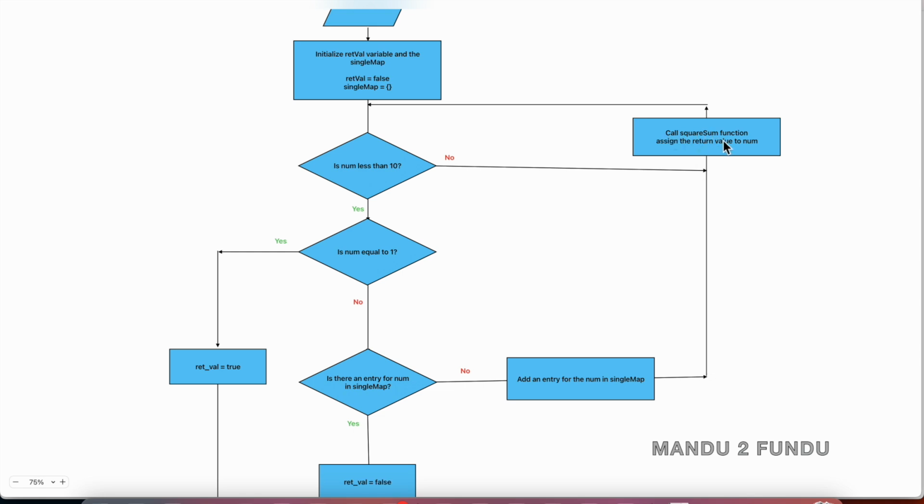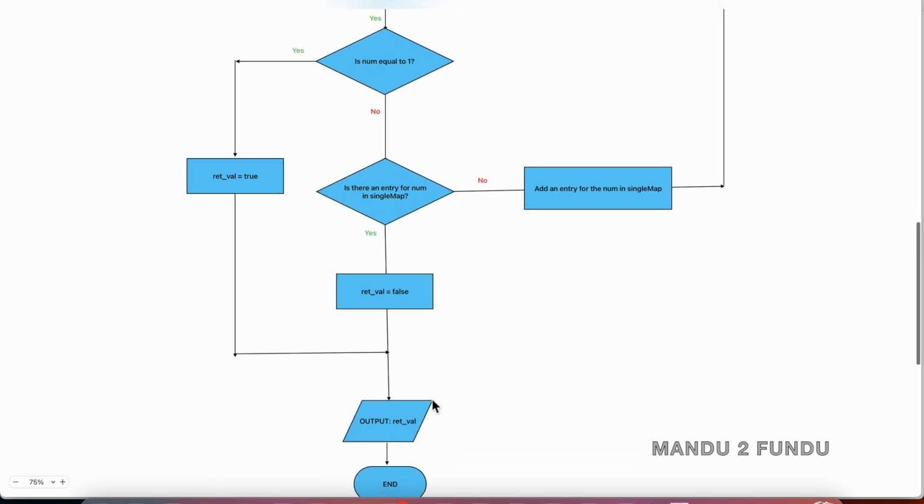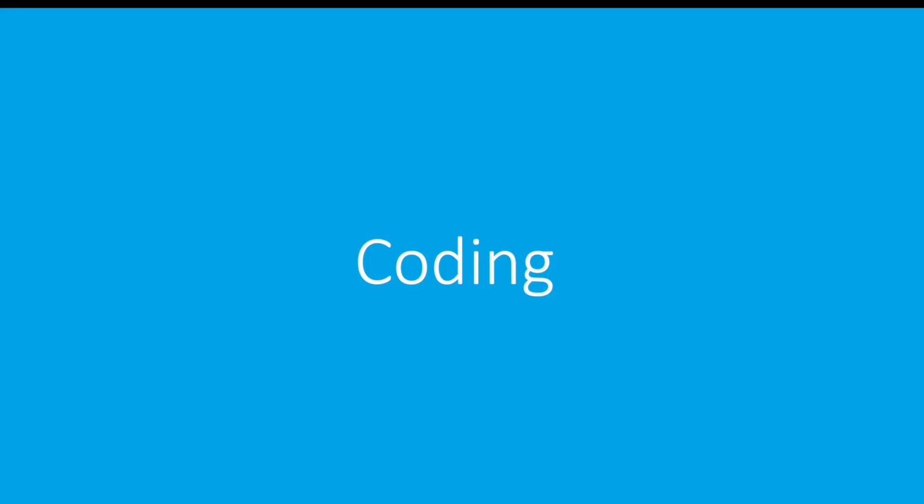And then we call the square sum function to compute the sum of the squares of each digit in that input number, and then update the num. We repeat this process until we either see the number 1 or we detect the loop. Finally, we return the return value. Let's move on to coding.